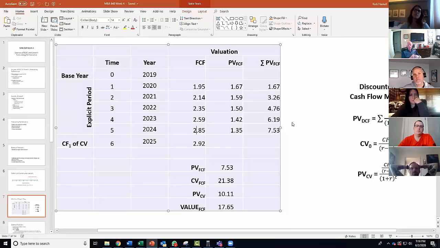So 1.35, which is the present value of the future cash flow, is in fact what it would be worth now. Yes, in fact, based upon this discount rate, we're suggesting that 2.85 in 2024 would buy me the same thing that 1.35 would buy me today.